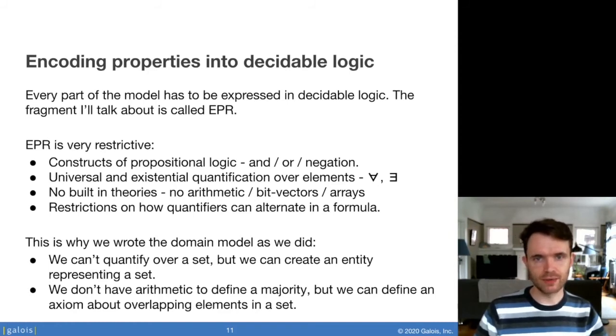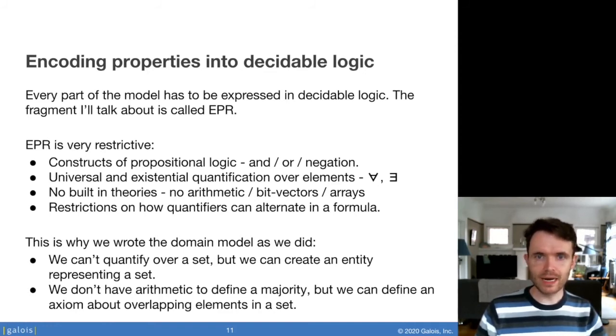EPR is a very restricted language of properties. We have the constructs of propositional logic. These are the normal logical operators we might use in a conditional branch, for example, logical AND or negation and implication. We also have universal and existential quantification, but only over individual elements, not over sets and relations. We don't have any built-in theories, so we don't have arithmetic, bit vectors, arrays, or any of the more powerful notions we get in SMT solvers like Z3. And EPR restricts how quantifiers can alternate between universal and existential in a formula. If we follow these rules, the logical terms we generate are guaranteed to be decidable.